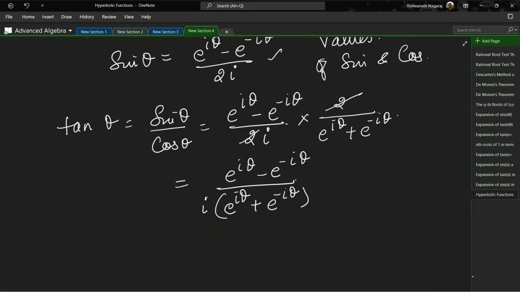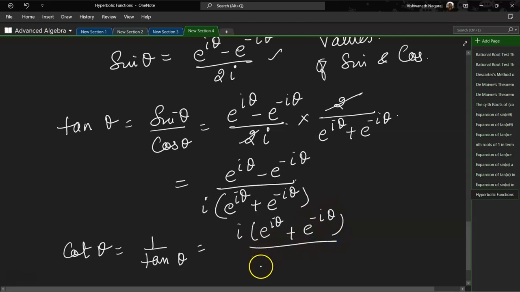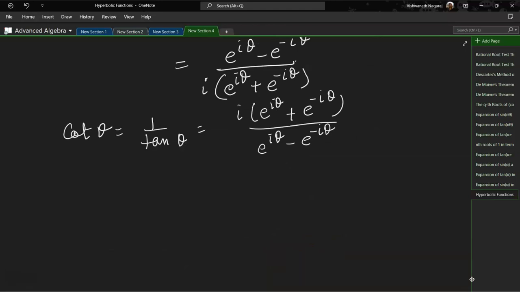Similarly, we can figure this out for all the others as well. Cot theta is equal to 1 by tan theta, which is going to be equal to i(e^(iθ) + e^(-iθ))/(e^(iθ) - e^(-iθ)). Okay, now we can look at various other things as well.